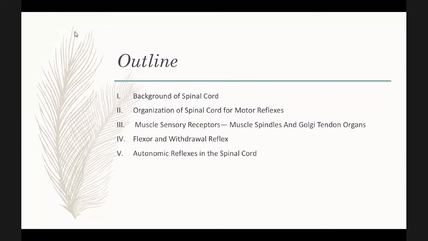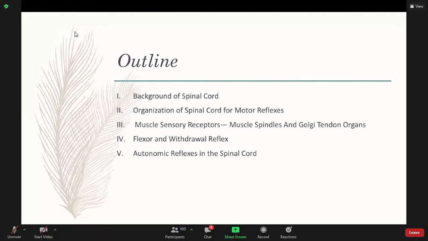of the spinal cord, its organization, especially the motor reflex. We will talk about the sensory receptor of this reflex, which is the muscle spindle and Golgi tendon. This is the bulk of the lecture. A little bit of examples of different reflexes in the spinal cord, the flexor and the withdrawal reflex, and just a brief discussion of the autonomic reflexes in the spinal cord.